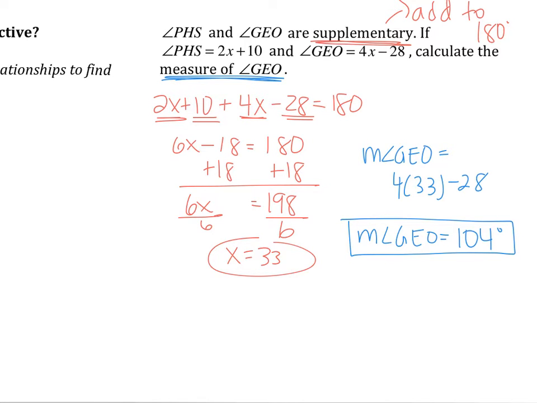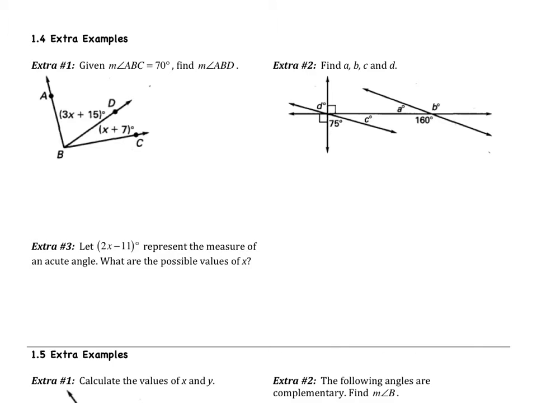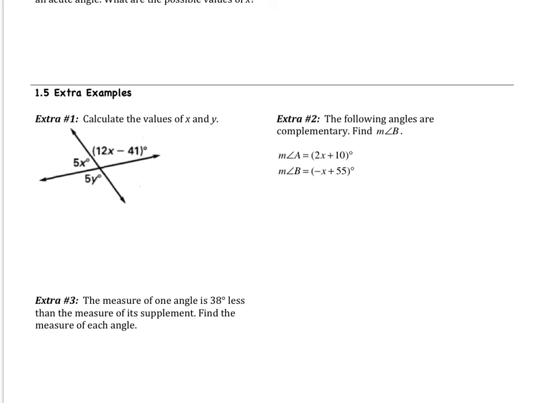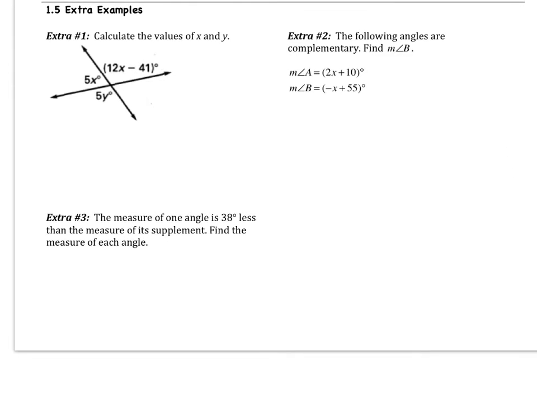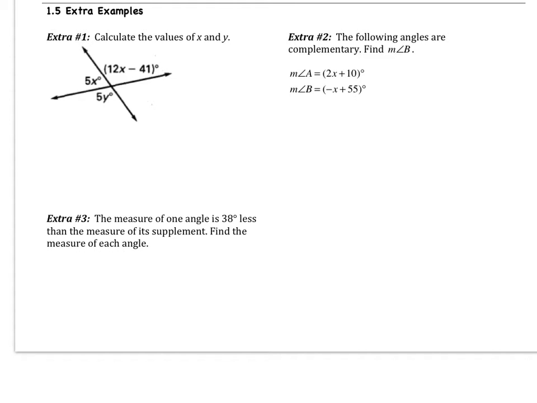We do have a few warm-ups that we're going to do on the next page. So if you would flip to page 16, please. Okay, so we are going to move to 1.5. Okay, so starting with example number 1, it says calculate the values of x and y. So we're going to notice in example 1, we have two expressions with x, this expression and this expression, and we have one expression with y. Because we're solving for x and y, we're going to need two equations, one for x, one for y.